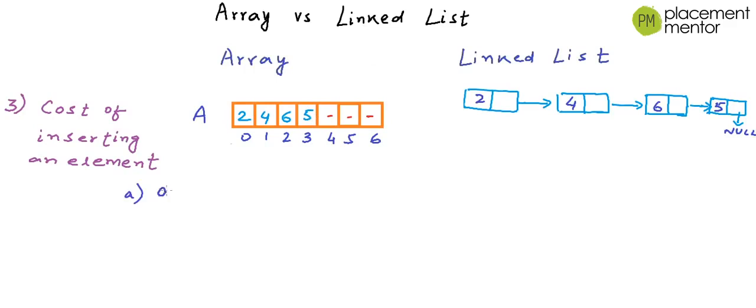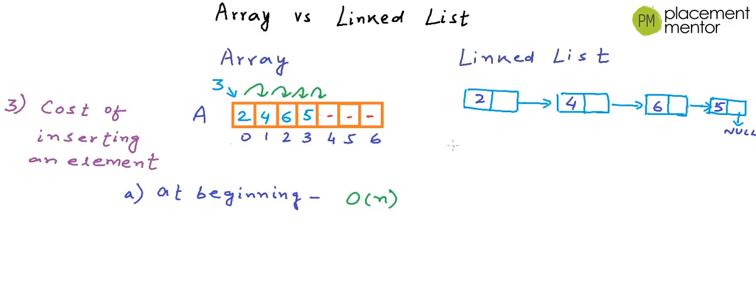First scenario will be when we want to insert an element at the beginning of the list. Let's say we want to insert number 3 at the beginning of the list. In the case of arrays, we will have to shift each element by one position towards the higher index. So the time taken will be proportional to the size of the list. So this will be big O of n. Let's say n is the size of the list.